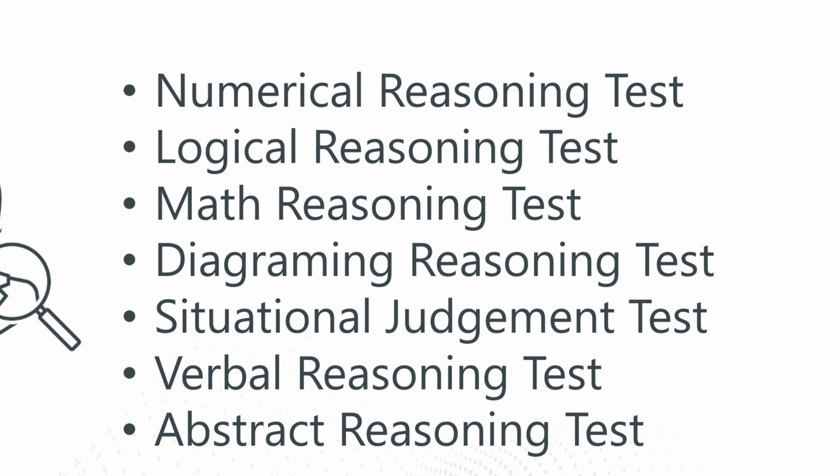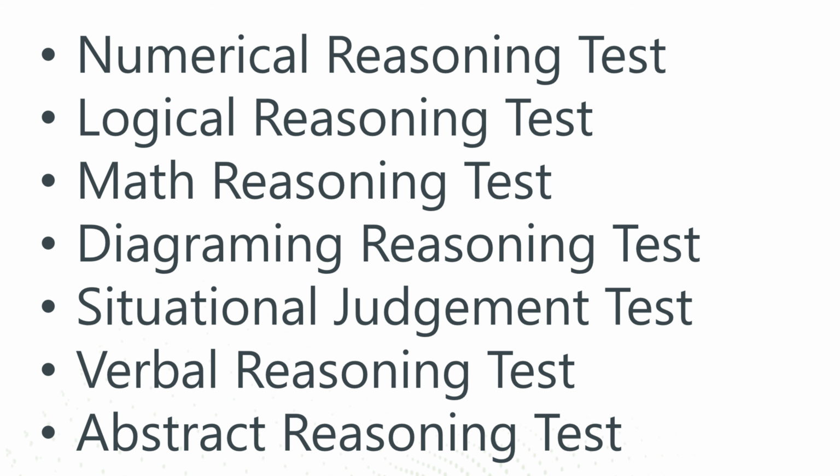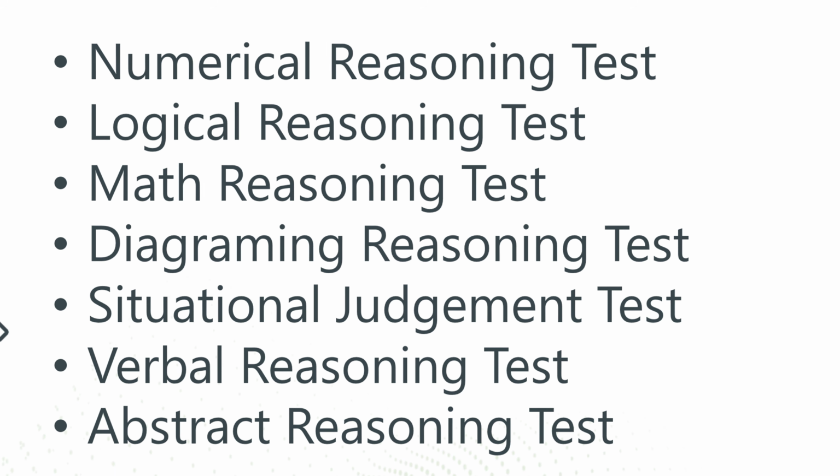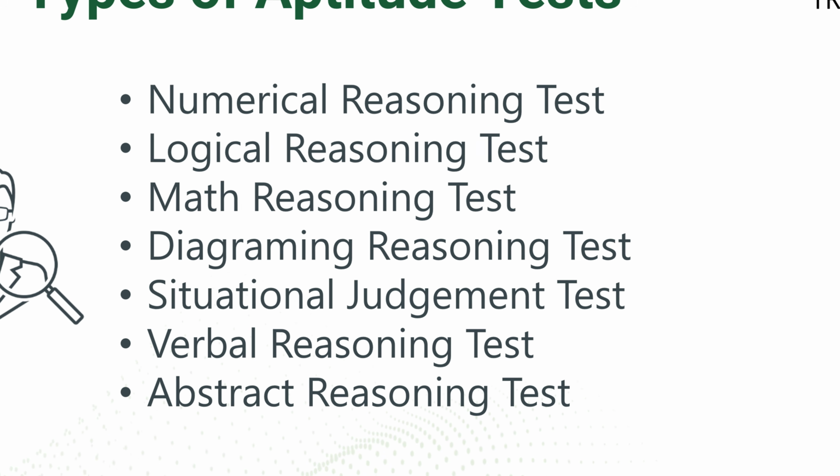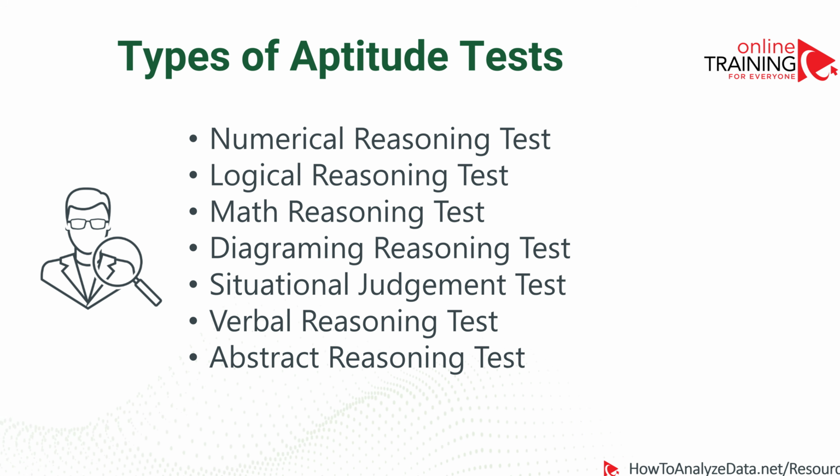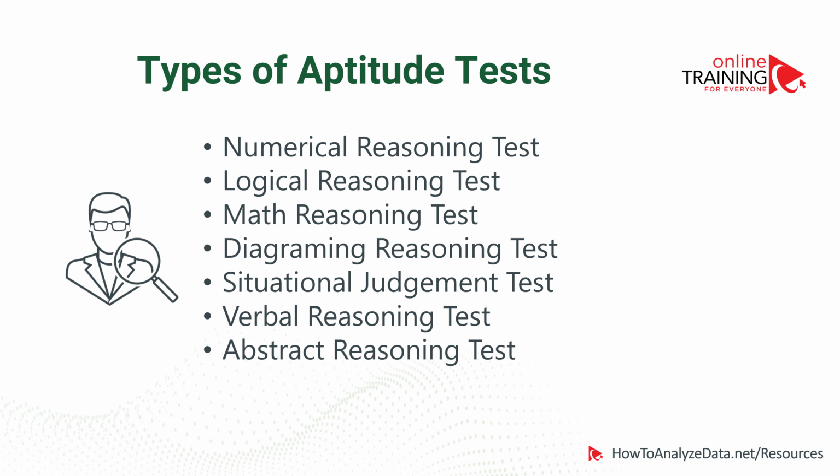There are various different aptitude tests employers use based on the job the candidate might be applying for. Logical reasoning test, math reasoning test, numerical reasoning, diagramming reasoning, situational judgment, verbal reasoning, and abstract reasoning tests is just another full list of examples of a typical aptitude test. If you're looking for a specific test, please make sure to find the relevant video on my channel to get ready and pass the test.